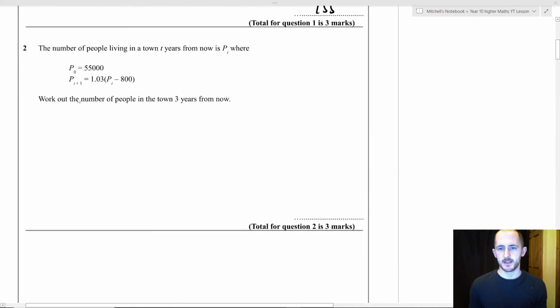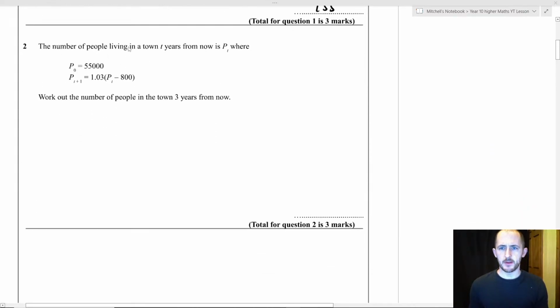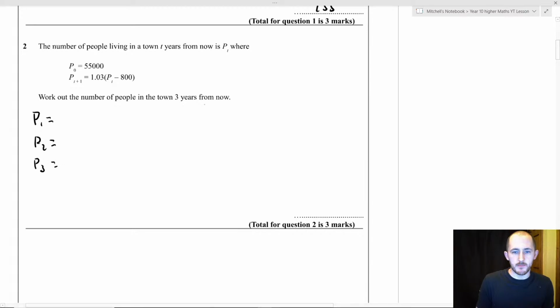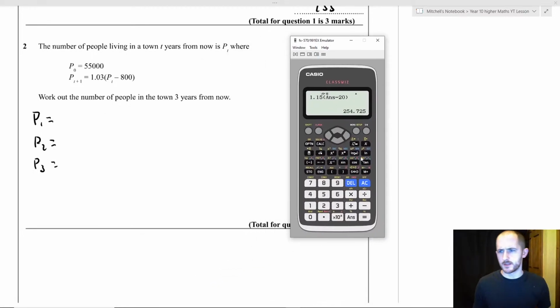So let's get started. So again, number of people living in the town is this. Work out the number of people 3 years from now. So again, P1 equals P2 and P3. So the method marks you get given for writing P1, P2 and P3 and what they are. So let's quickly work it out.